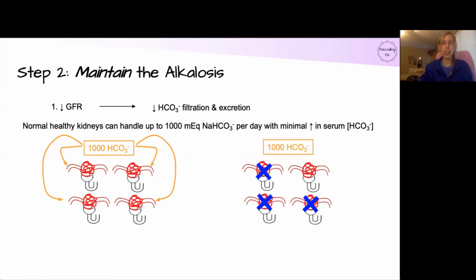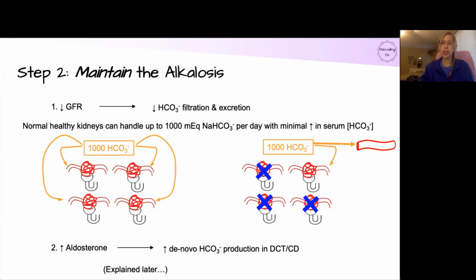But if we have the state of chronic kidney disease or acute kidney disease where we have a substantially lower GFR, and we add the same amount of 1,000 milliequivalents of bicarbonate, all of that extra bicarbonate is going to have to be handled by a much smaller number of functional nephrons. And those nephrons can't handle all of that by themselves. And so any extra bicarbonate is going to stay in the blood. If it accumulates over time, this leads to a clinically relevant metabolic alkalosis.